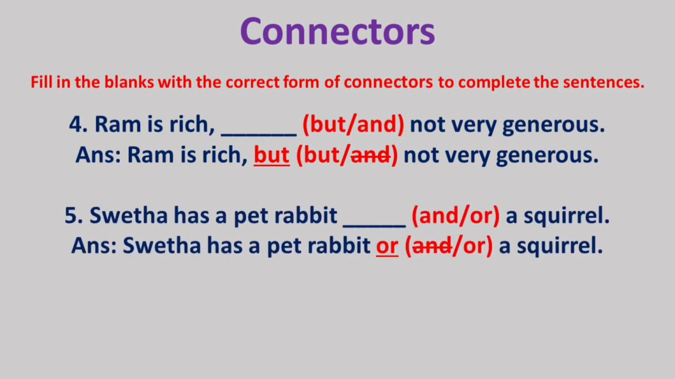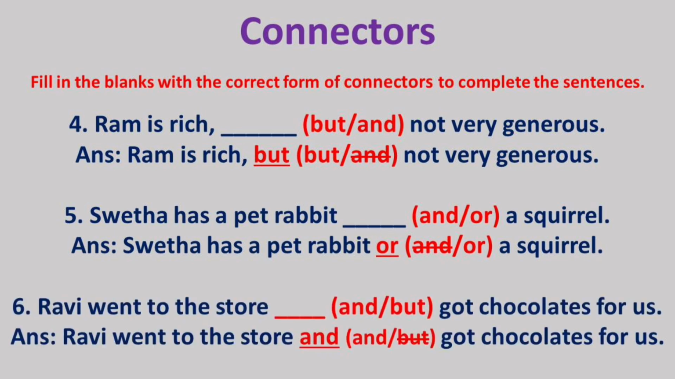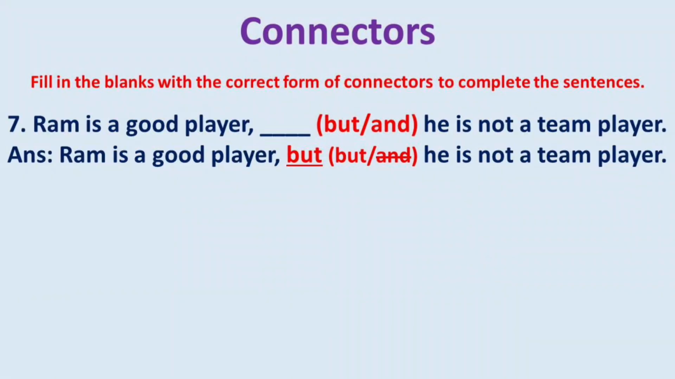Next. 5. Shweta has a pet rabbit dash, and or a squirrel. The answer is, Shweta has a pet rabbit or a squirrel. 6. Ravi went to the store dash, and but got chocolates for us. The answer is, Ravi went to the store and got chocolates for us. 7. Ram is a good player, dash but or and, he is not a team player. The answer is, Ram is a good player, but he is not a team player.